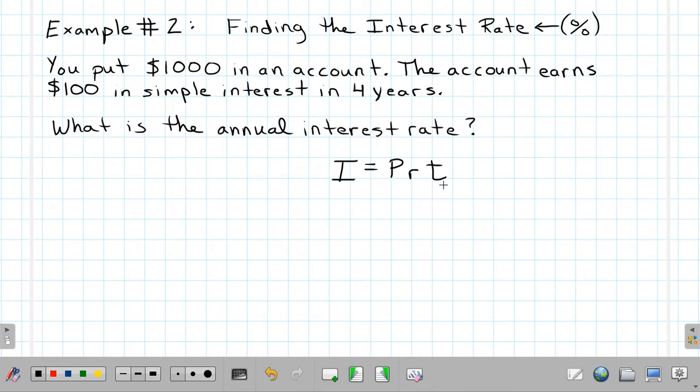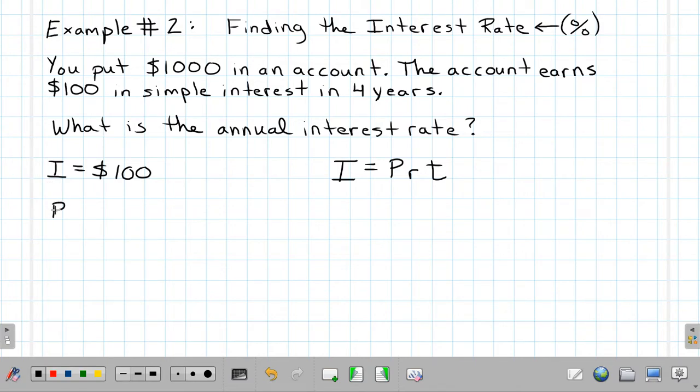Okay. So let's figure out what of this that we know. I usually like to go down the list here. Do we know what the interest is? Well, the account earns $100 in simple interest, so the interest we actually know is $100.